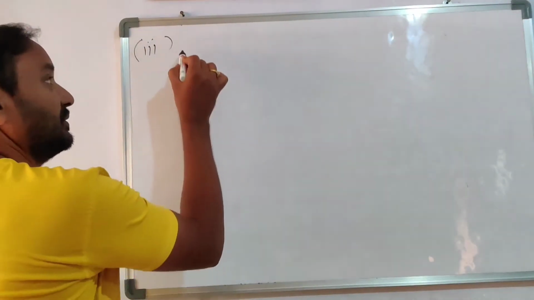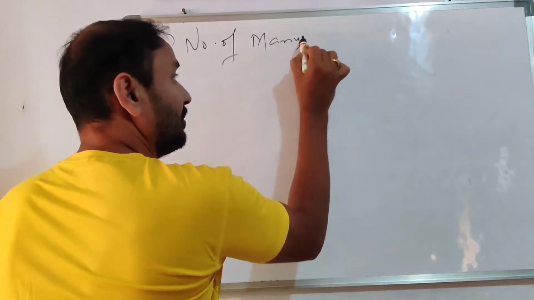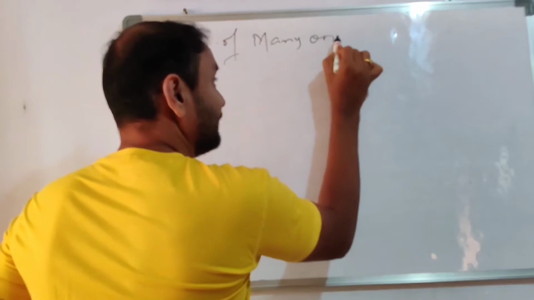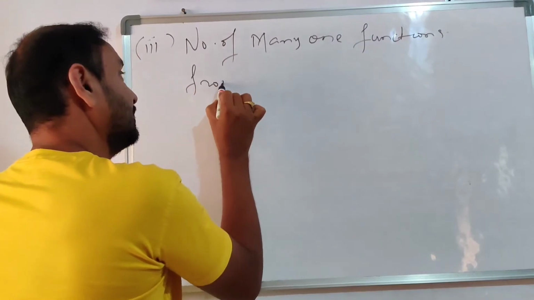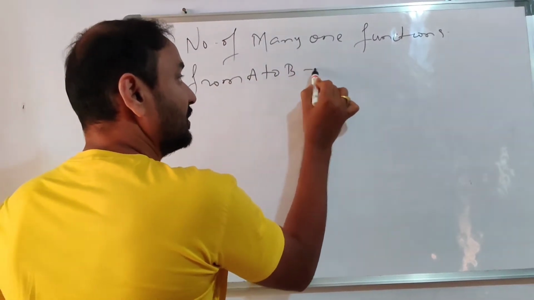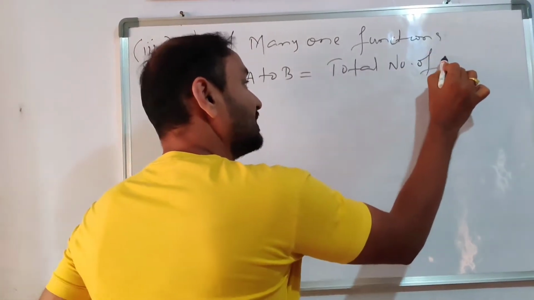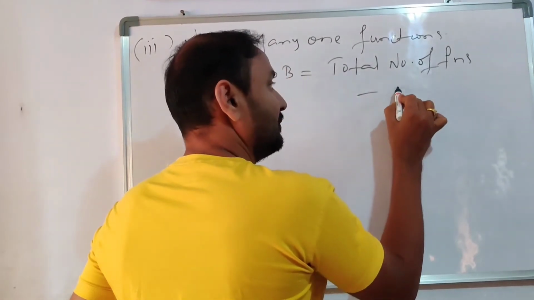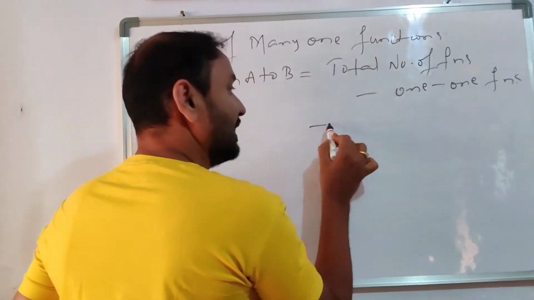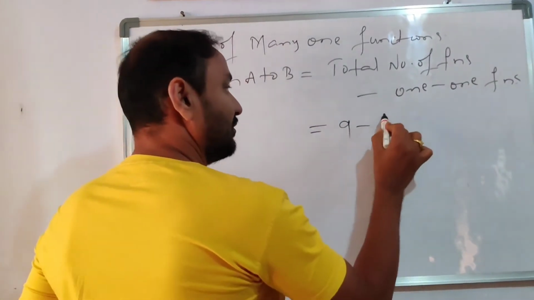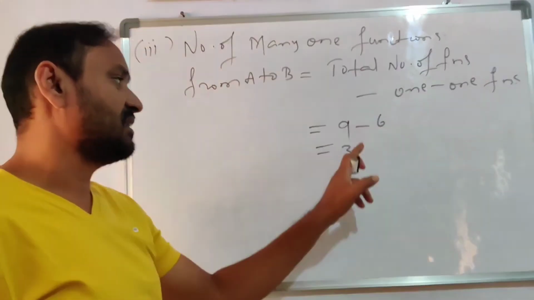Now the total number of many-one functions from A to B is equal to the total number of functions minus one-one functions. Total number of functions is 9, one-one functions is 6, so the total number of many-one functions is equal to 3.